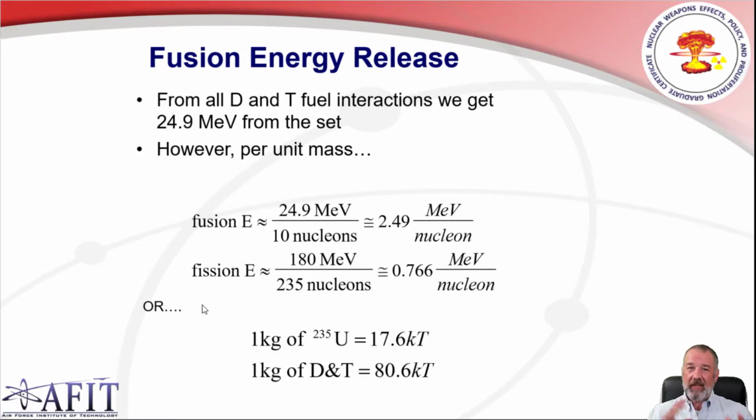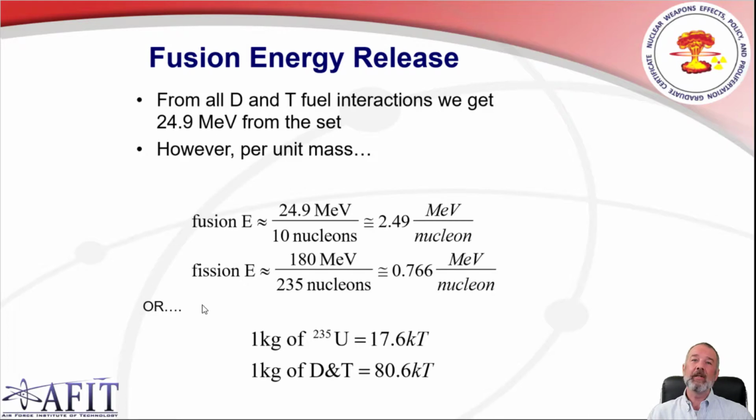Now, I say all together because that 24.9 includes the energy from both of the DD reactions and the DT reaction. So we're just summing up all three of those energies, and we get 24.9 MeV-ish. So on average, if we have this big hot plasma heated up to millions of degrees of both deuterium and tritium, it's going to average out to something like this. Now in fission, we know we get about 180 MeV of energy out. So it's a lot more, right?